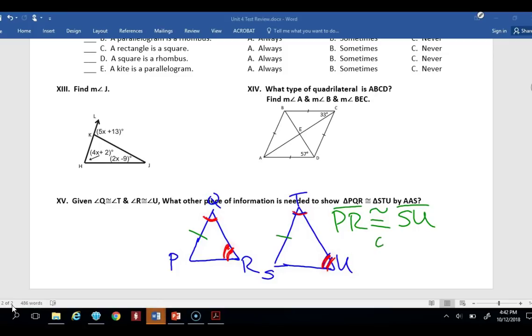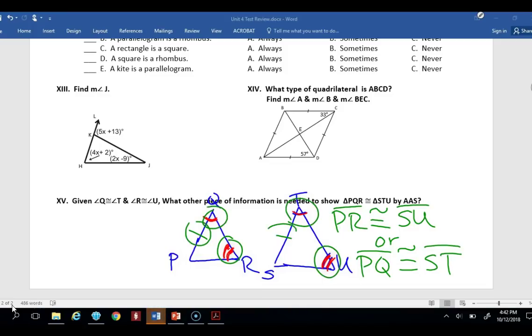So this problem actually has two answers. It won't be that way on the test. But then we could say PQ is congruent to ST. And again, this is by angle, angle, side, because if we start here, angle, angle, then side, angle, angle, then side. So those are the two possible answers that you could have gotten for number 15.